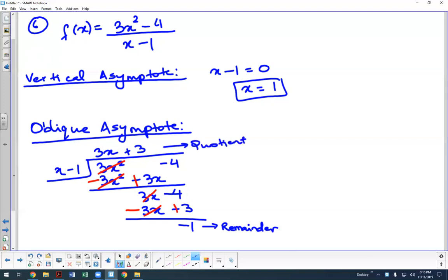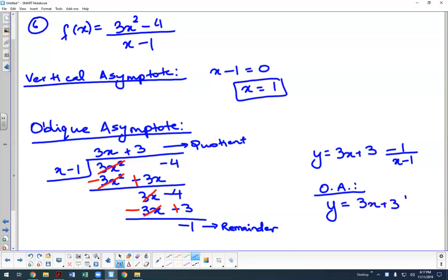So remember, if you're rewriting the original expression, you rewrite it as y equals 3x plus 3, which comes from our quotient part. And then the remainder, you write that as minus 1 over the original divisor, which was x minus 1. Okay? That's just rewriting our expression. As far as the oblique asymptote goes, that's going to be y equals the oblique asymptote only uses the quotient, right? So that's going to be 3x plus 3.